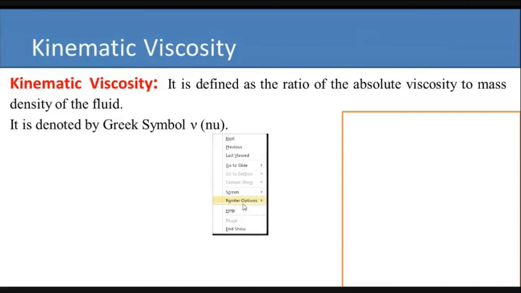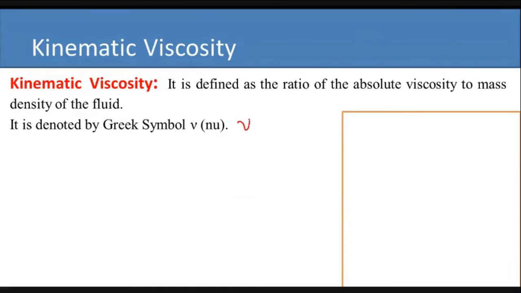Remember how to draw this nu. Nu is similar to V, but you are supposed to give some inclination like this. So this is the symbol nu, and this symbol nu is used to denote the kinematic viscosity of the given fluid. As the definition suggests, nu, kinematic viscosity, is the ratio of absolute viscosity mu to the density rho. So nu equals mu by rho.